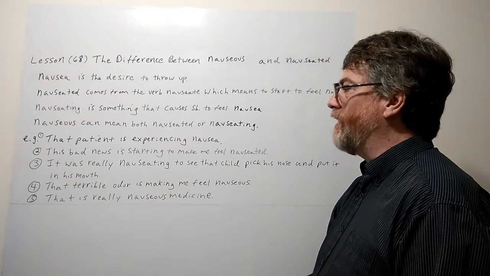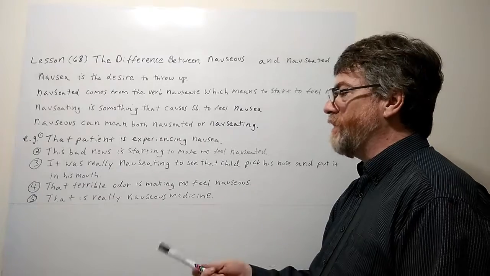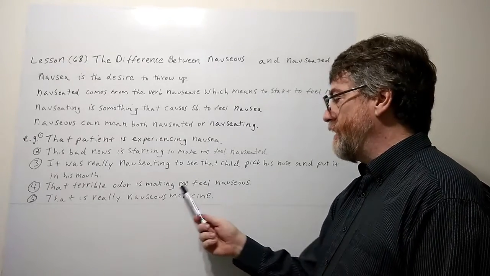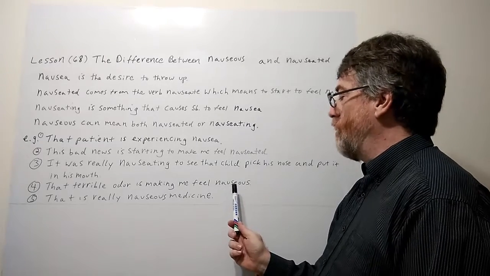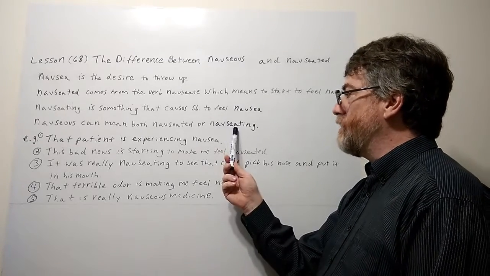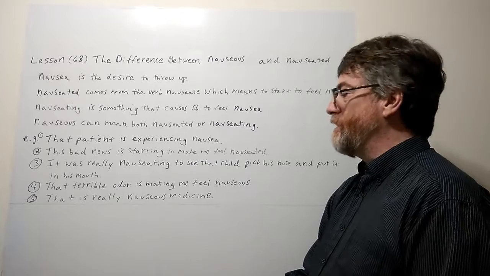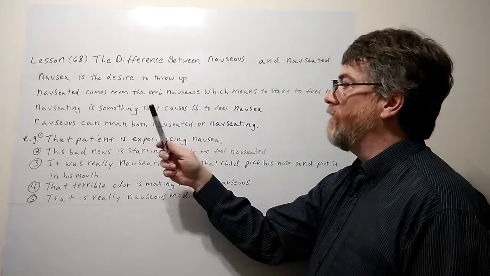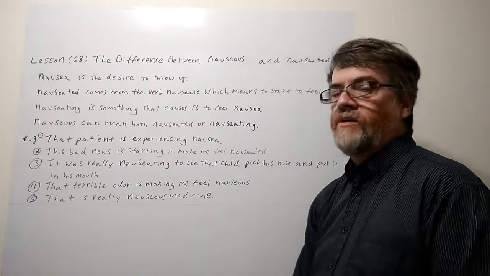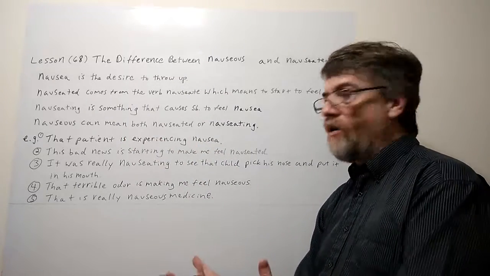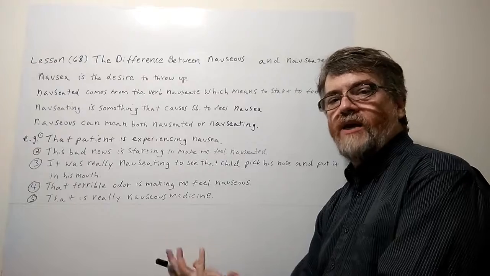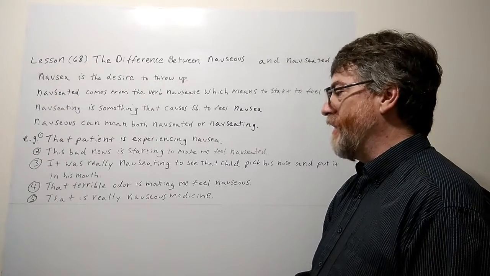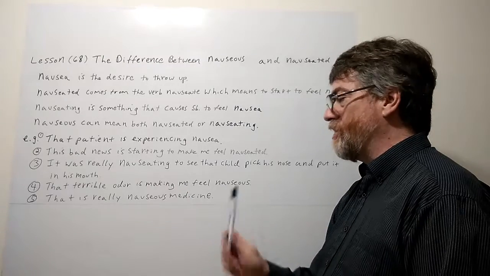Now, 4 and 5 cover both of these, because we can use nauseous to mean both. That terrible odor is making me feel nauseous. This would be more similar to nauseating, which means something that's causing you to feel nauseous. This is what's setting it off. That bad odor is setting off the feeling of you wanting to throw up. So that terrible odor is making me feel nauseous.